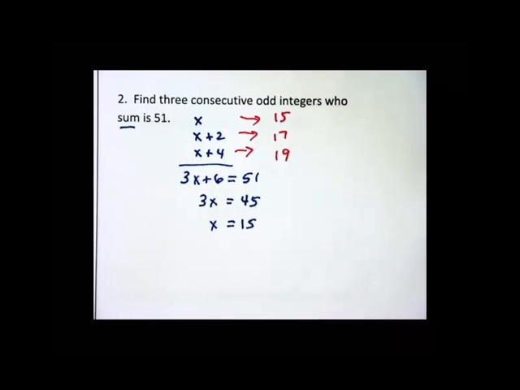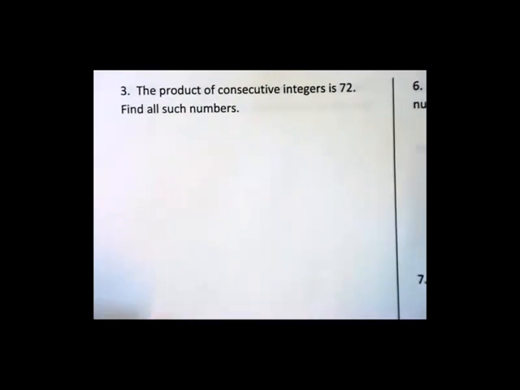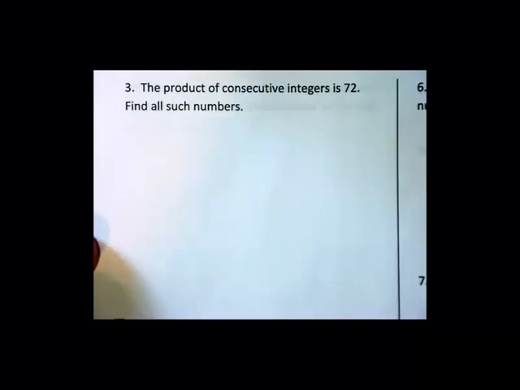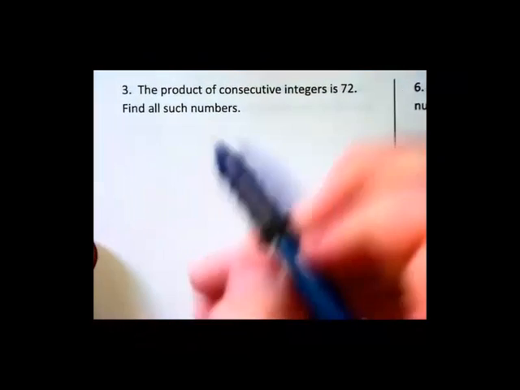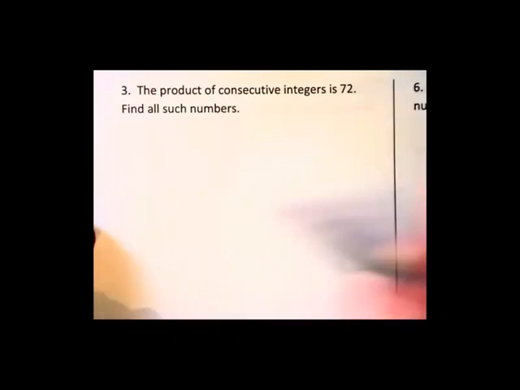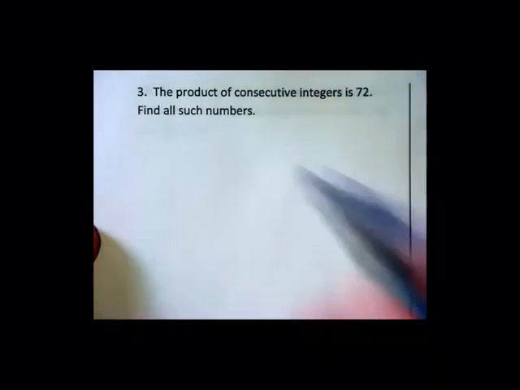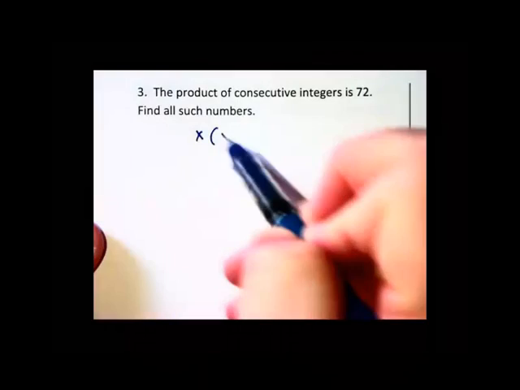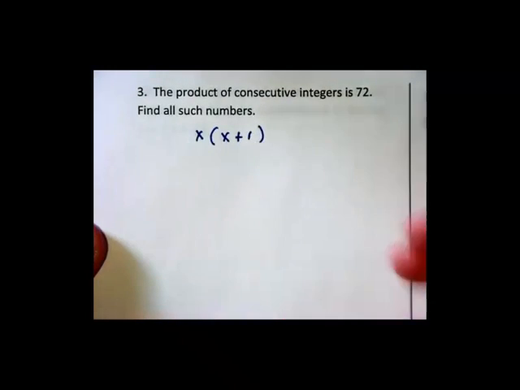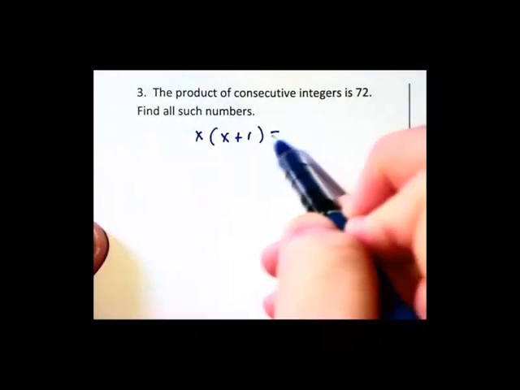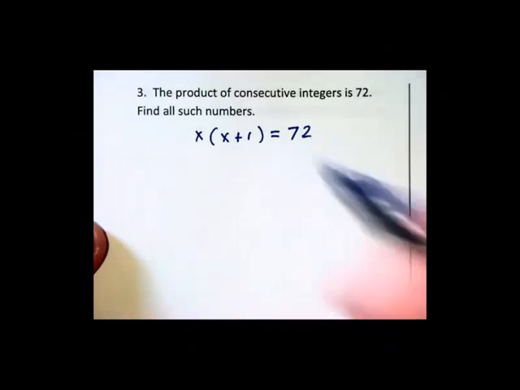Okay, next problem. Here we go. The product of consecutive integers. Okay, consecutive integers, no word even or odd listed there. That tells us we're dealing with x and x + 1, and we're multiplying. That's why I put the parentheses there. That's the equal sign, 72.